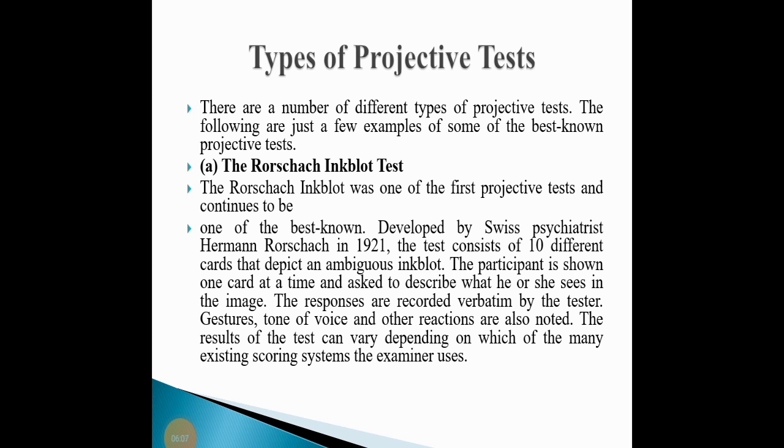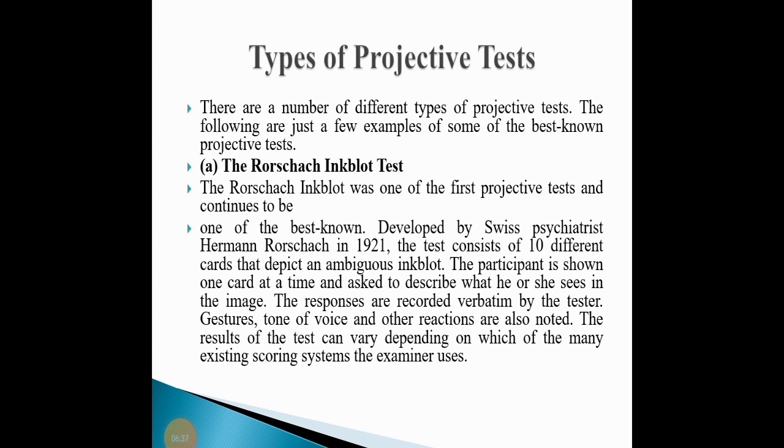Inkblot test. The Inkblot test was one of the first projective tests and continues to be one of the best known. Developed by Swiss psychiatrist Hermann Rorschach in 1921. The test consists of 10 different cards. ये टेस्ट जो है 10 मुख्तलिफ कार्ड्स पर मुश्तमिल होता है that depict an ambiguous inkblot.